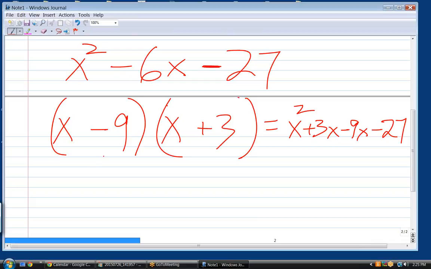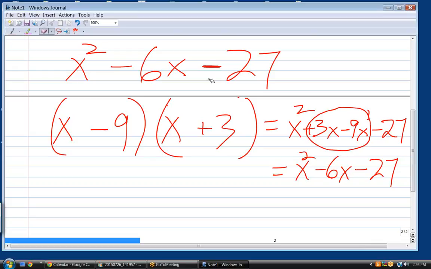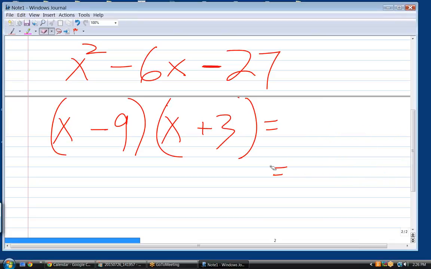Now, once you've FOILed a linear term times a linear term, the only terms that can be combined are those middle two terms. There are no other x squareds, there are no other numbers, but there is plus 3x and minus 9x. If I combine those, voila, I get what I started with. That's the proof of the pudding: when you multiply everything back together again, you get what you started with. Well, let me save you a couple of steps.